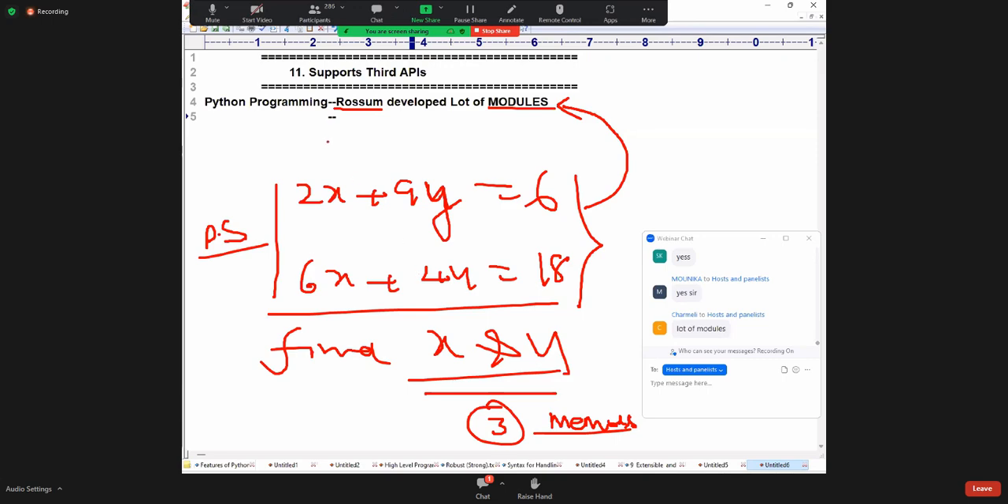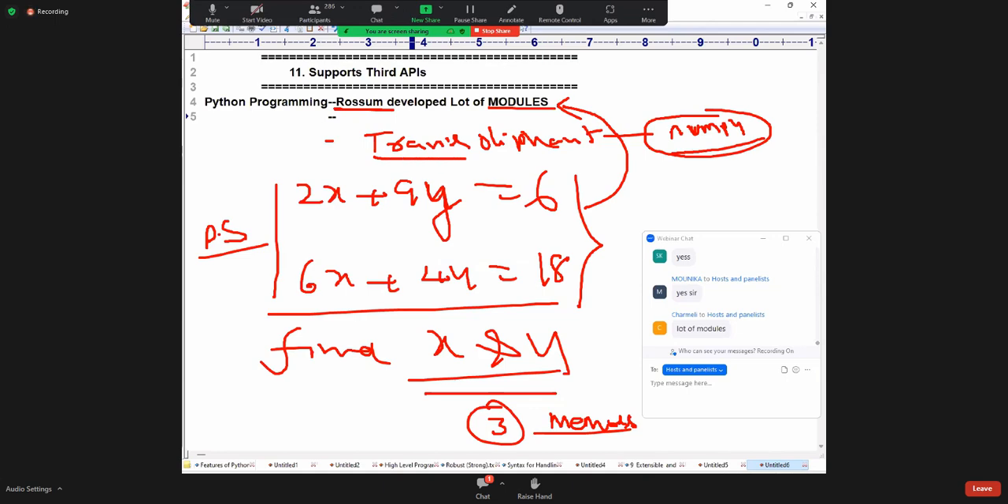Definitely, some person developed it: Travis Oliphant. Travis Oliphant developed a module called NumPy. NumPy stands for Numerical Python. Spell it out once. This module was not developed by Guido van Rossum. It was developed by Travis Oliphant.